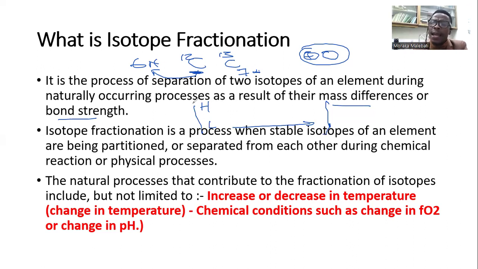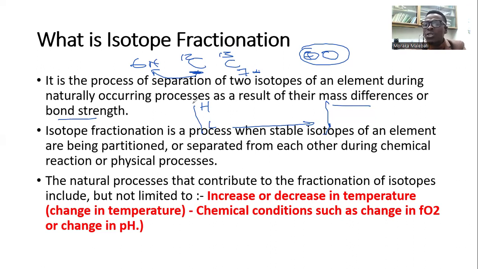So the lighter isotopes, such as carbon 12, move slightly faster, and not only that, but they also react more readily than heavier isotopes, such as carbon 13 in this example. These things are especially seen during physical processes such as evaporation or diffusion.